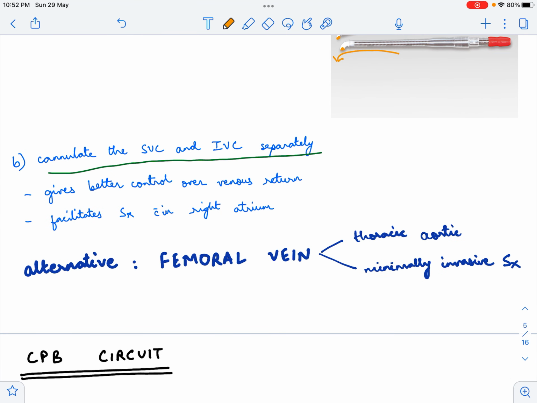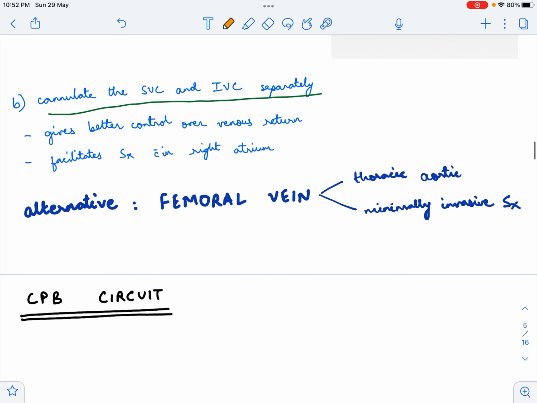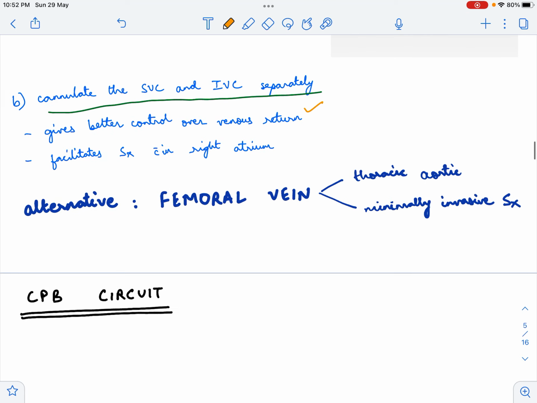Now, if you do not want to use a single stage cannula, you can also cannulate the SVC and the IVC separately. Now, what is the advantage of this? Firstly, it gives better control over venous return, because you have one cannula sitting in the superior vena cava and one in the inferior vena cava, instead of a single two-stage cannula. So obviously you will have better control over the venous return. And secondly, it will facilitate surgery within the right atrium.